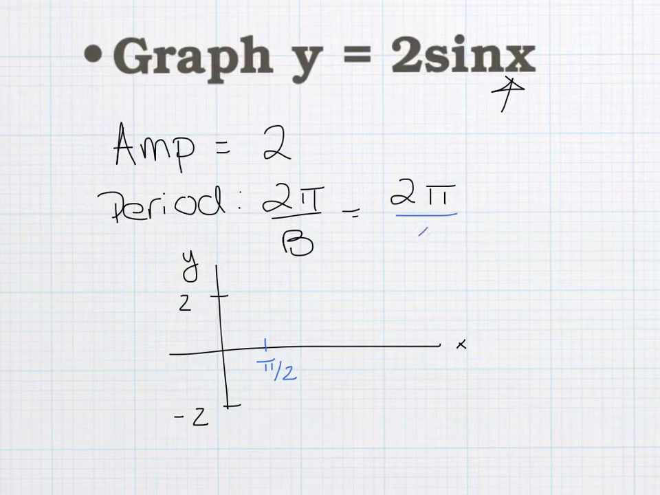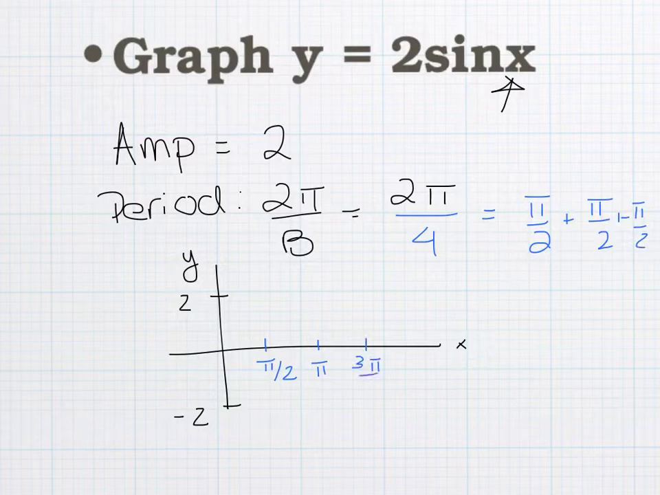So what I asked you to do was do this, and you end up with pi over 2. That's your quarter period. That's going to give you your next 4 points. So you're going to add pi over 2 successively. So pi over 2 plus pi over 2 is pi, plus pi over 2 is 3 pi over 2, and then plus another pi over 2 is going to be 2 pi.